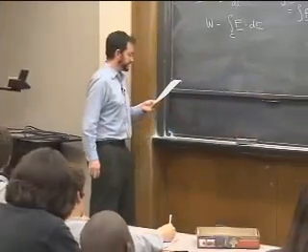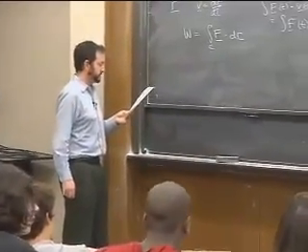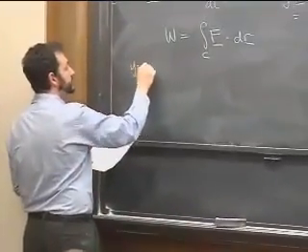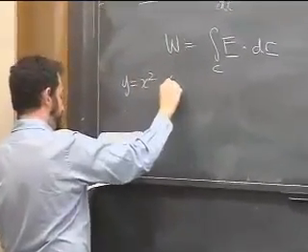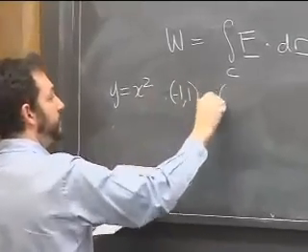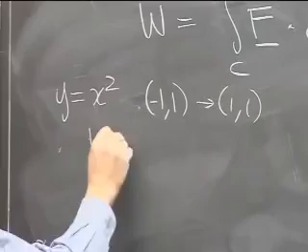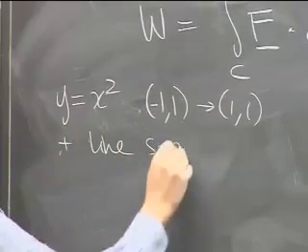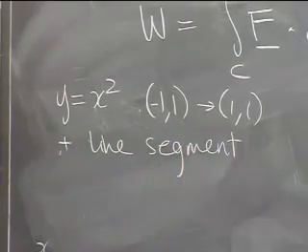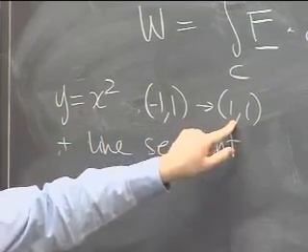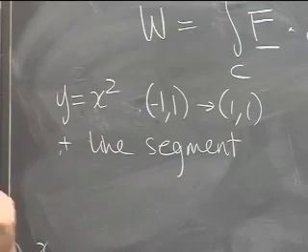But anyway, hopefully we'll have some time to do that. All right, so here's the question. Let C be the closed curve in the xy plane consisting of the part of the parabola y equals x squared from minus 1, 1 to 1, 1, and the line segment joining these points. It says let C be the part of y equals x squared that joins this to this, and the line segment that completes the curve.